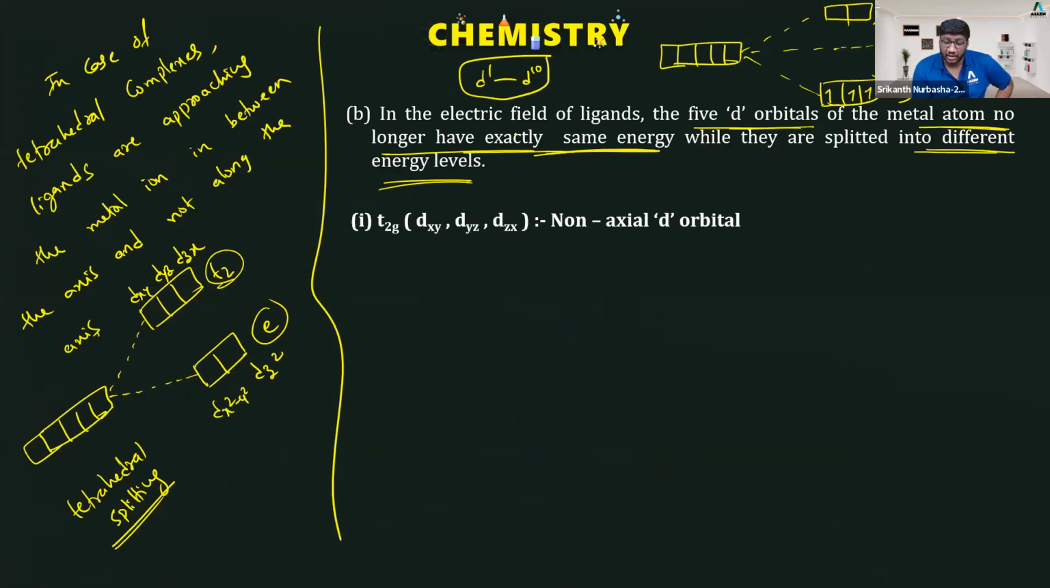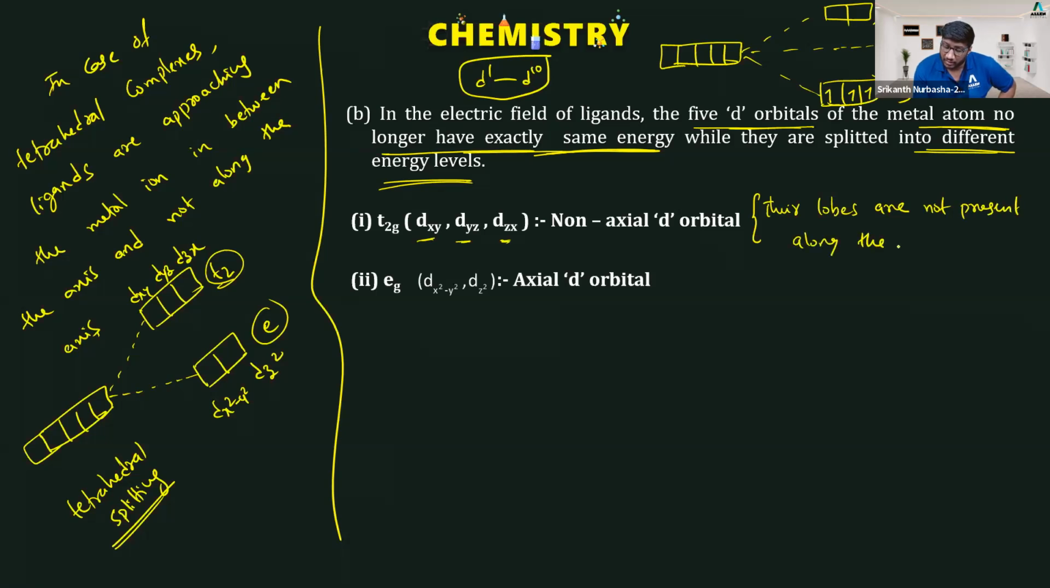After this, in the electric field of the ligands, the 5d orbitals of the metal atom no longer have exactly the same energy; they are split into two different energy levels. T2g stands for dxy, dyz, dzx, which are also called non-axial d orbitals. That means their lobes are not present along the axis. Dx square minus y square and dz square are called axial d orbitals. Axial means the electron density, the lobes, are present along the axis.